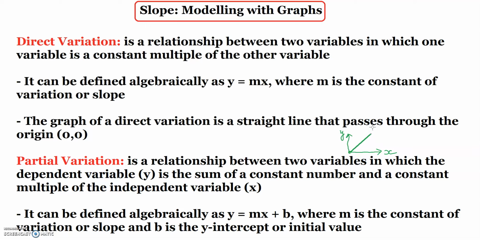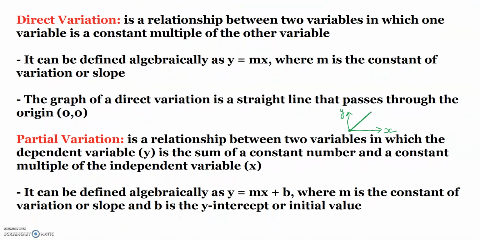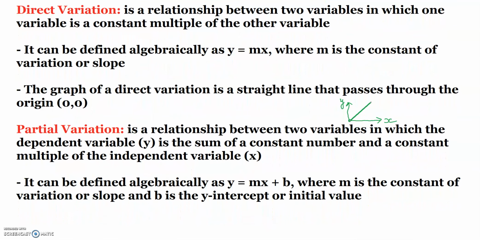The second definition is partial variation, a relationship between two variables in which the dependent variable y is the sum of a constant number and a constant multiple of the independent variable x. It can be defined as y equals mx plus b, where m is the constant of variation or slope and b is the y-intercept or initial value.